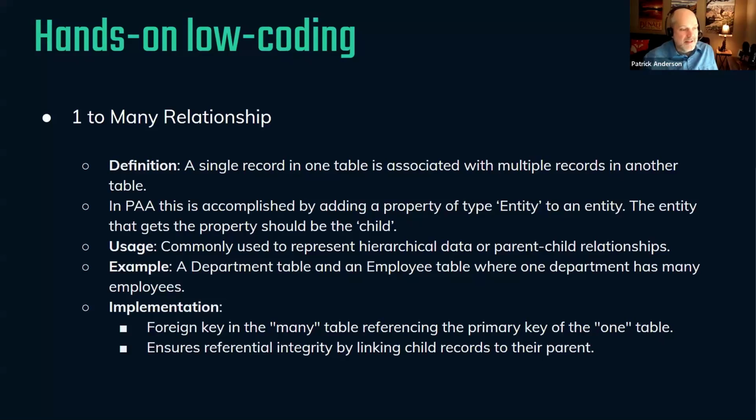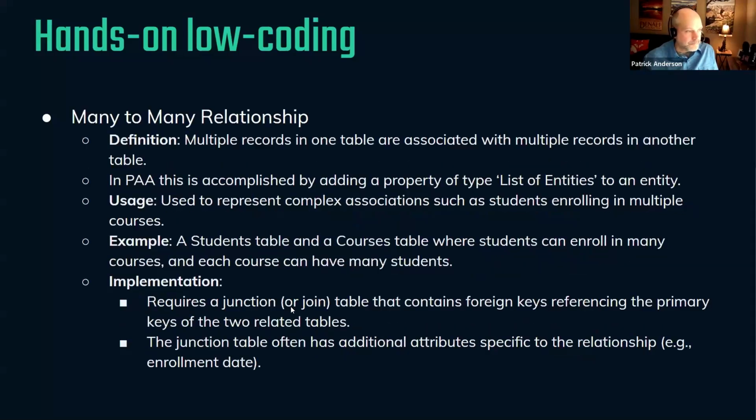So the entity that gets the property should be the child. In other words, the one that's going to be related to multiple is the parent, but we're relating each of the children to the parent, and this avoids having that relationship table. So once again, we have a foreign key in the many table referencing the primary key of the one table, and PlantSnap automatically creates that relationship for you.